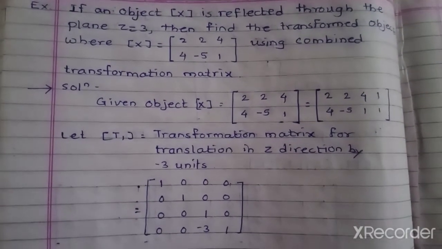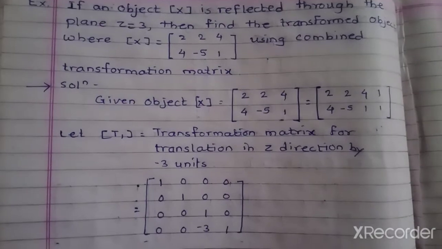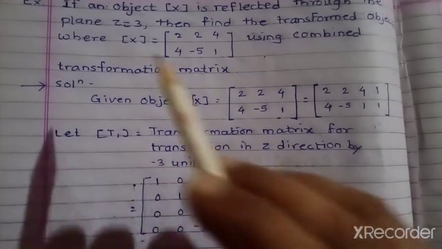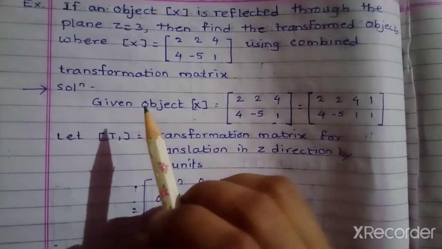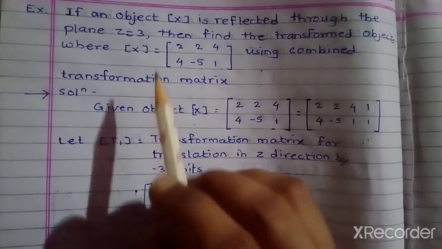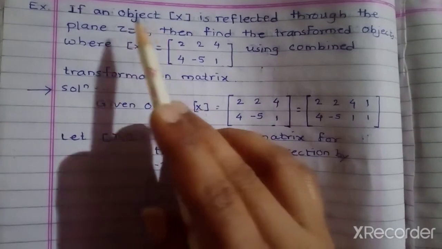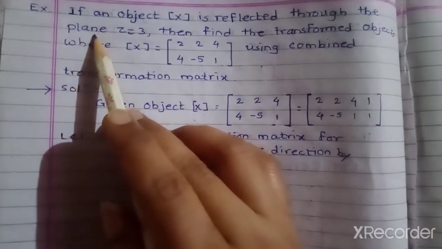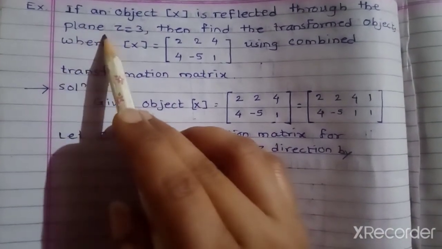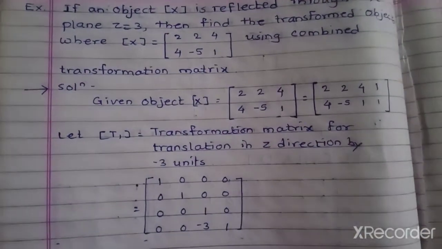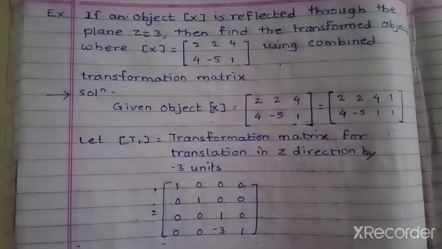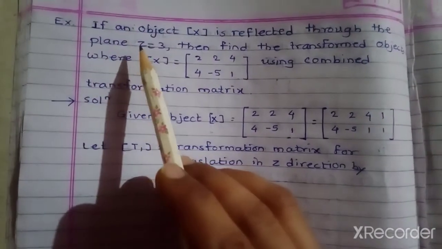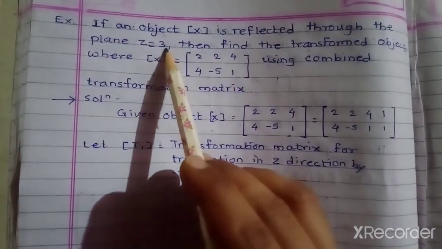So how can we recall whether this example comes under 2D or 3D? See here, in 2D we always do the reflection through either an axis or a line, but in 3D we have to do the reflection through the plane. So if it is a reflection through the plane, the example comes under 3-dimensional transformation. So see how we can follow the corresponding steps here. The plane given here is z equal to 3.